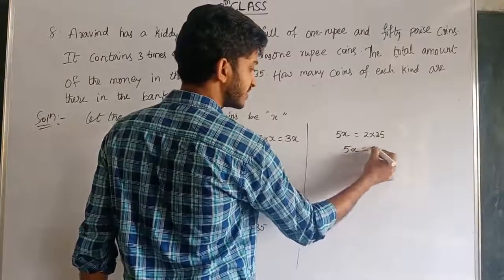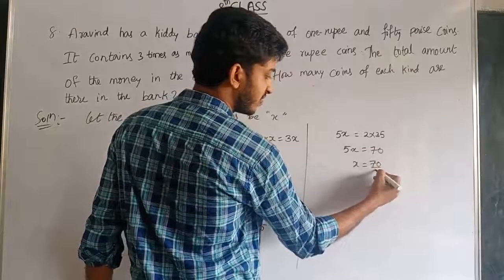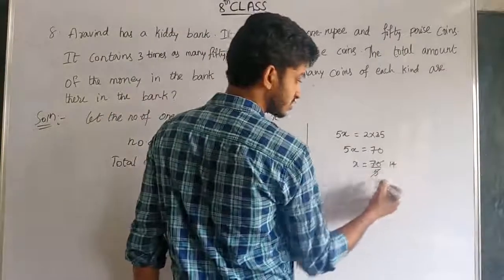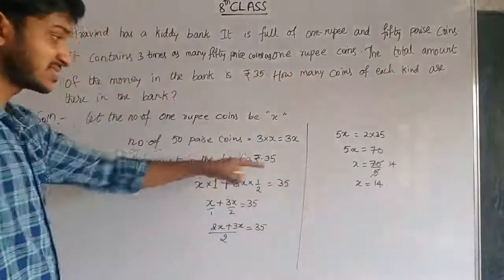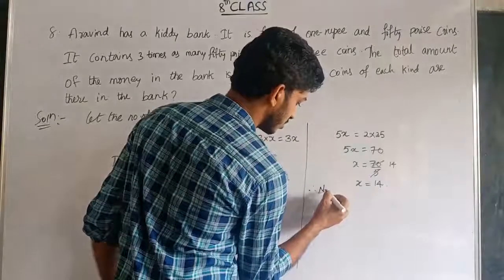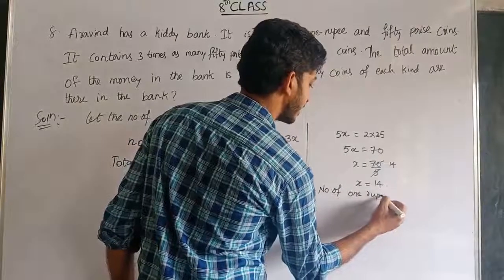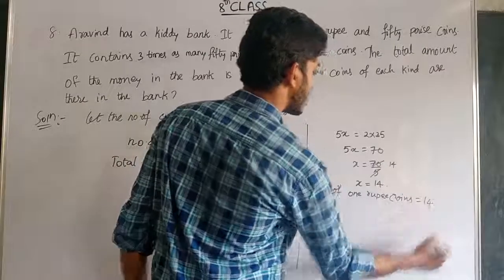5x equal to 235 by 70. Here it will be dividing. So in 5 table, 70 is 14 times. So x equals 14. What is x in this question? Number of 1 rupee coins. So the number of 1 rupee coins equals 14 coins we have.